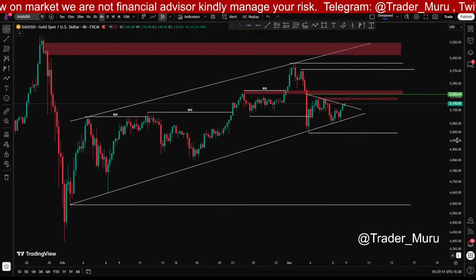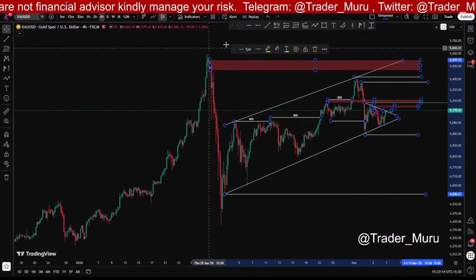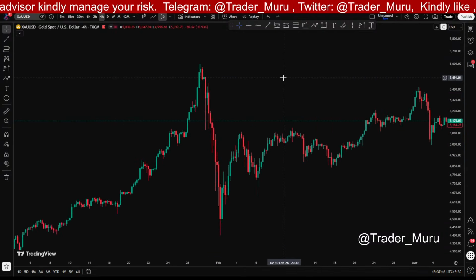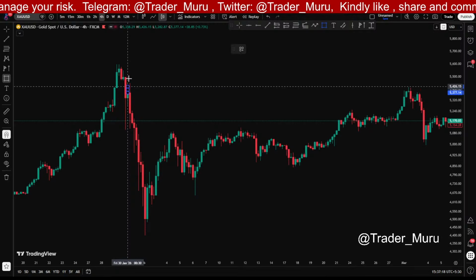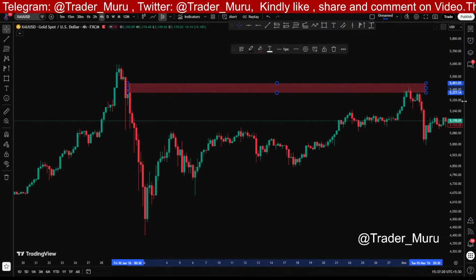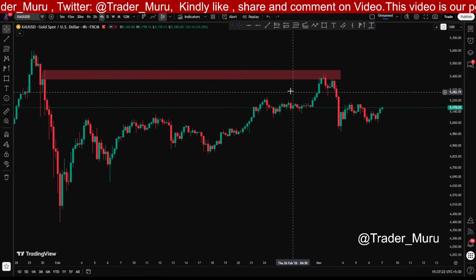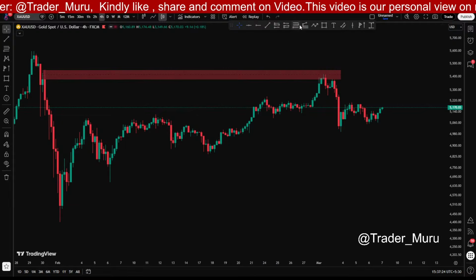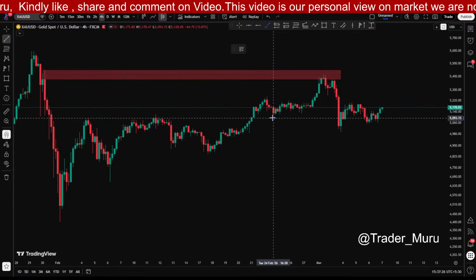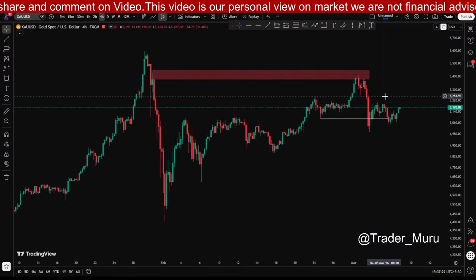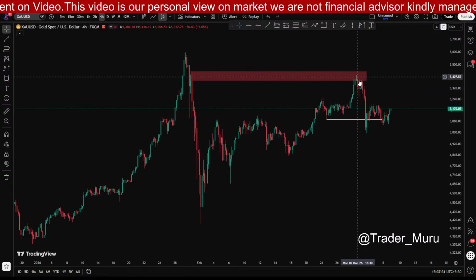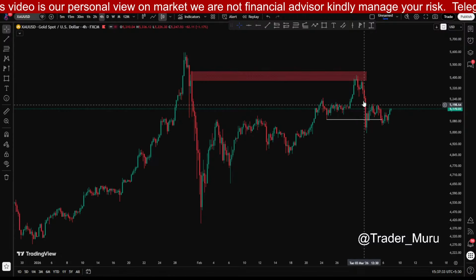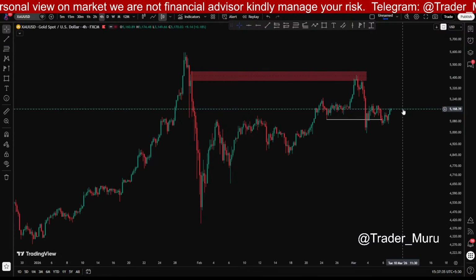If you guys are following me for a long time, you know that we were expecting market to hit this area here, around 5377, and reject from there and give you a 4 hour change of character, and this is what is happening right now. And from this area, look at this, there was no range, just a straight drop.